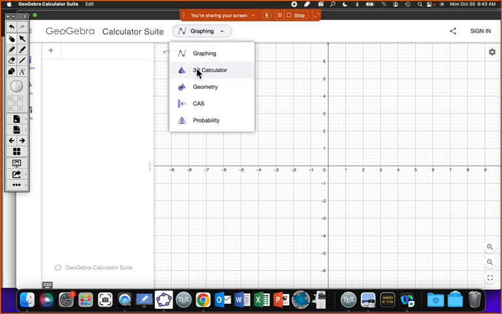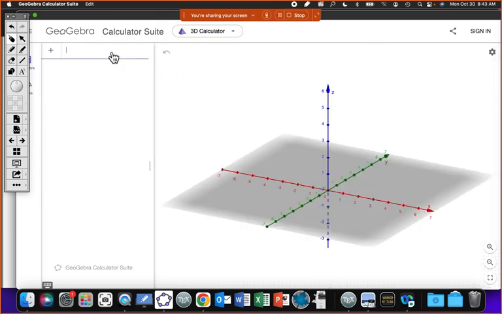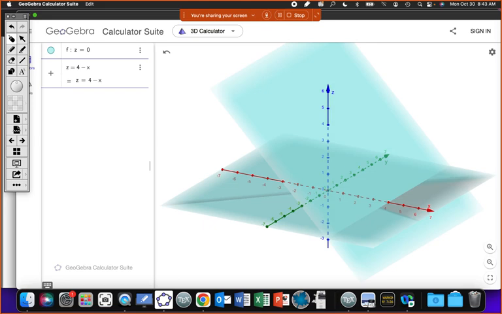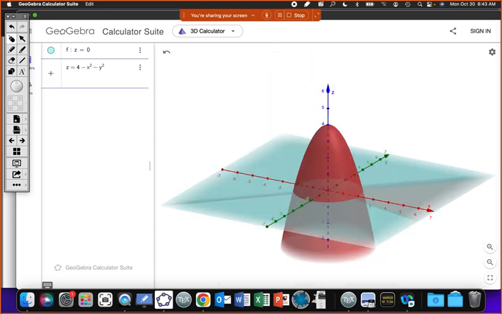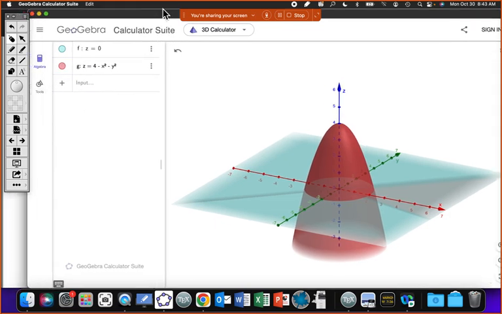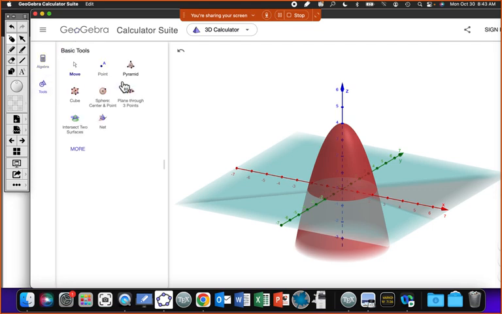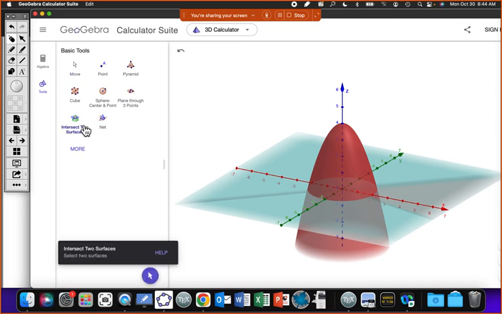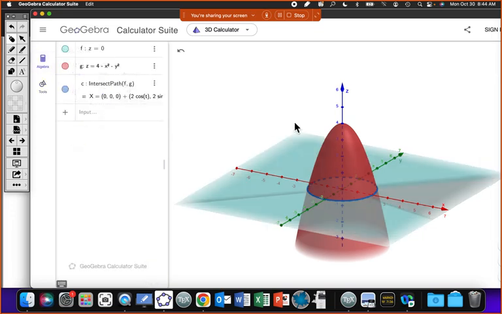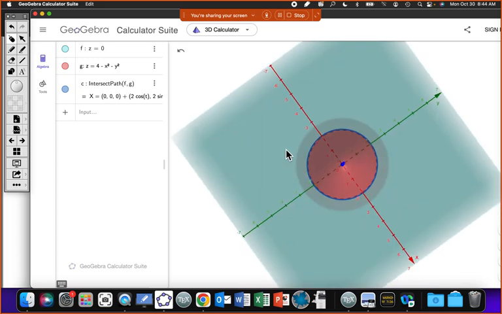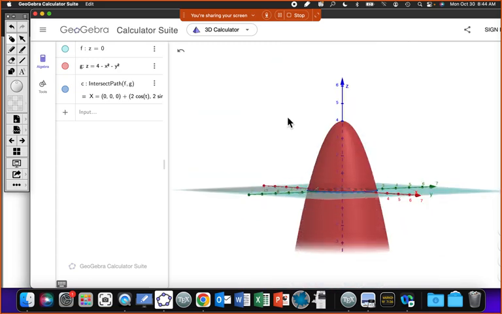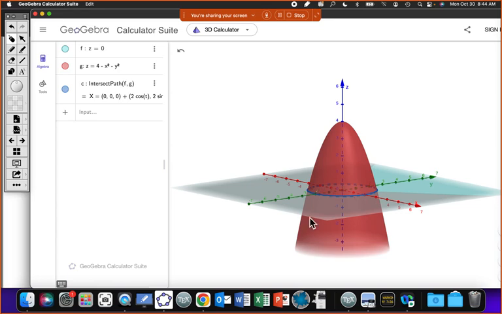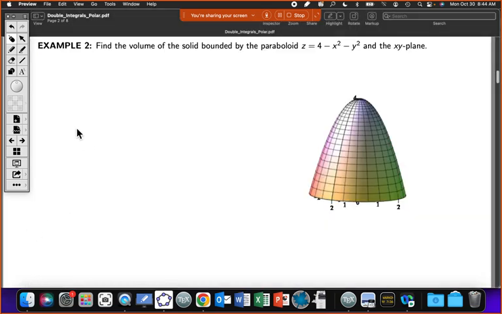So you can use GeoGebra or Desmos. The GeoGebra will actually show you the intersection of the surfaces. So we got z equals 0 there. z equals 4 minus x squared minus y squared. There it is. And remember, if you go over to the Tools menu, intersect surfaces, click on that, and then click on the two surfaces there. And there it is. Okay, that's going to be the base. So put the base in the xy plane, but we're going to describe that using polar coordinates.